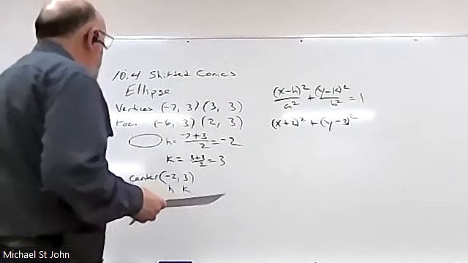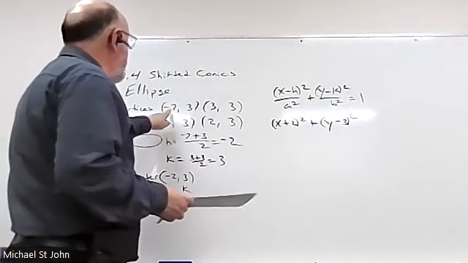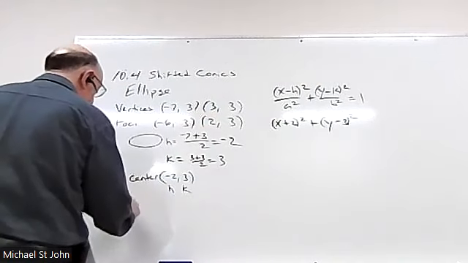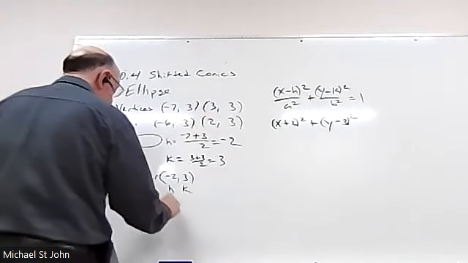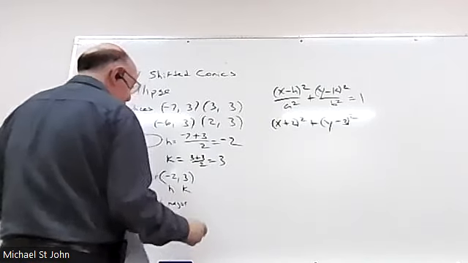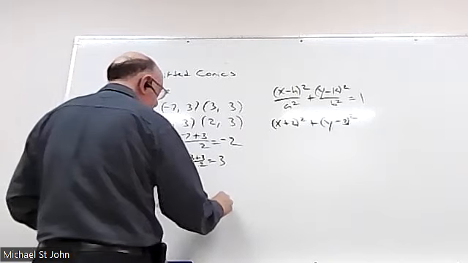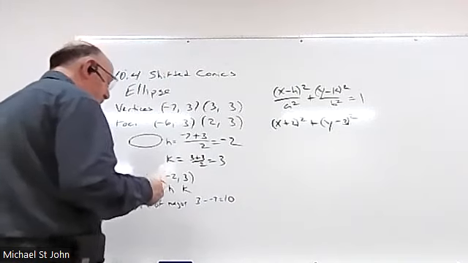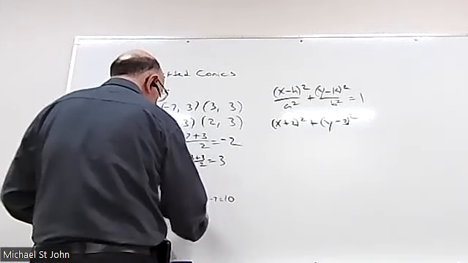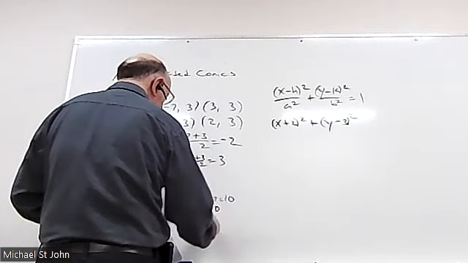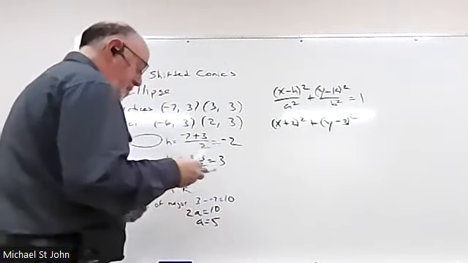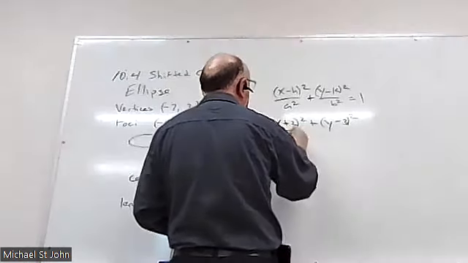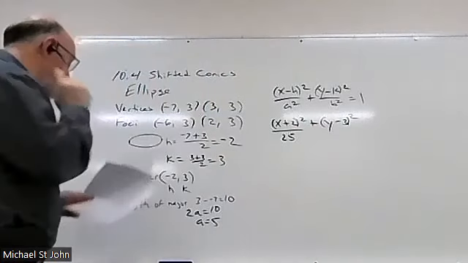Let's see, the length of the major axis would be the distance from here to here. So the length of the major axis is 3 minus negative 7, which is 10. That means 2a equals 10, and so a is 5. So we know a is 5, which means this is now going to be 25, because that's a squared.